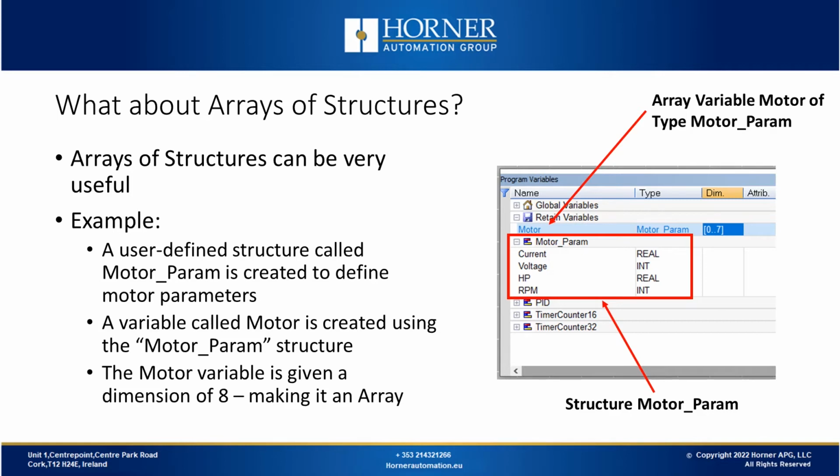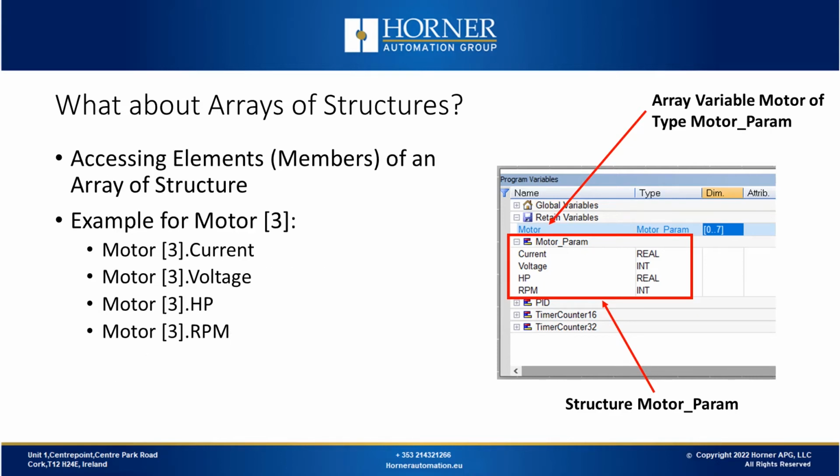We could also just assign or create a generic variable called motor, make it an array, and define it as type motor param. So now if we assigned it a size of 8, for example, we could have motor 0 through motor 7, each of which have current, voltage, horsepower, and RPM stored within it. Now how would we actually access the data within the motor array? Well, if we wanted to look at the data from motor 3, which is the 4th motor in the list, we would write it as follows for each of our different parameters.